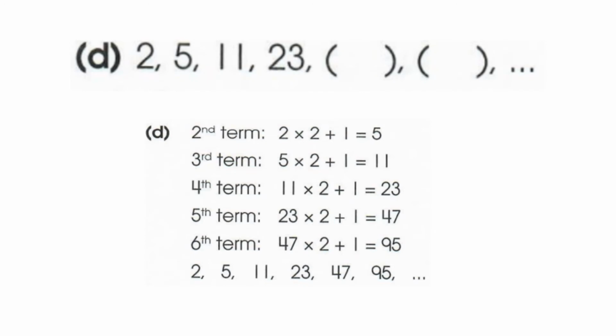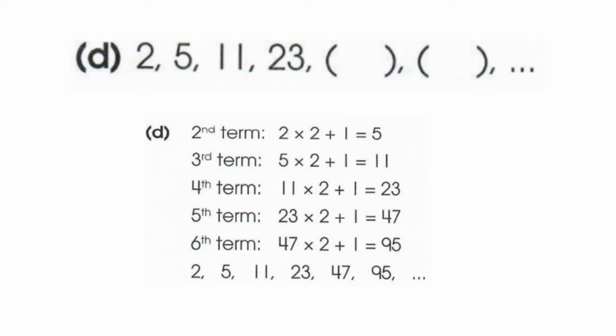In letter D, it is using 2 mathematical operations. So our number pattern is 2, 5, 11, 23, and our 2 missing numbers. So to find our second term, we would use our first term, 2, and do 2 times 2 plus 1 to give us 5. And then we would use 5 to get us our third term. So 5 times 2 plus 1 would be 11. And to get from our fourth term, 11 times 2 plus 1 would equal 23.